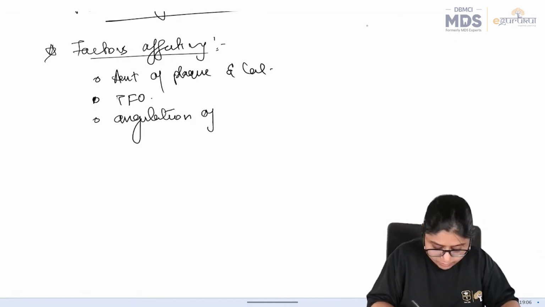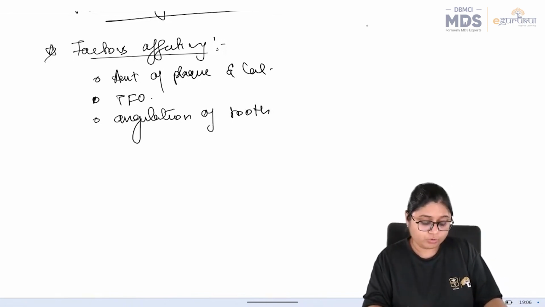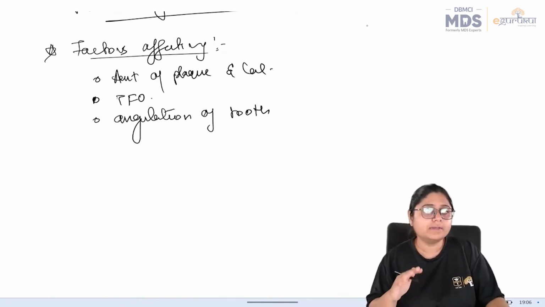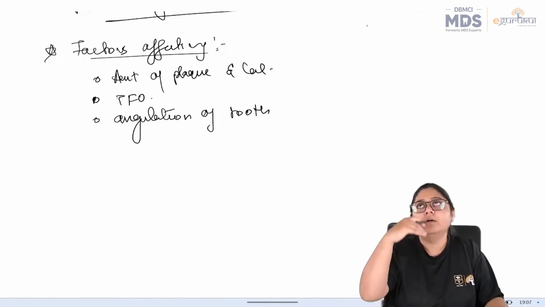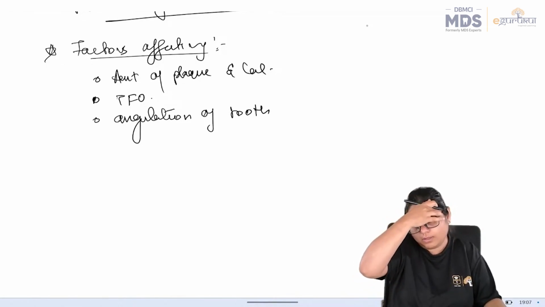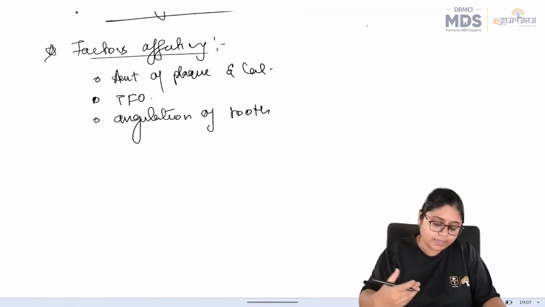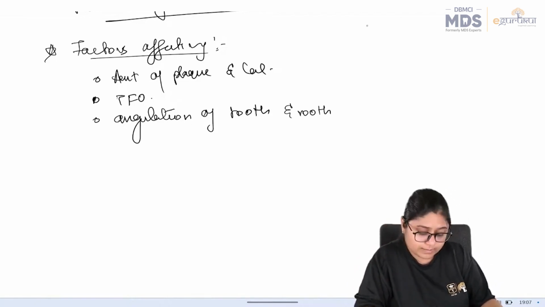angulation of tooth and roots. All individuals have their teeth in different directions, right? Teeth in all individuals are not straight. Some are inclined mesially, some are inclined distally, some are more coronal, some are more in infraocclusion. All these directional changes are there in the teeth. So angulation of tooth and roots will affect the type of bone pattern that you will see.